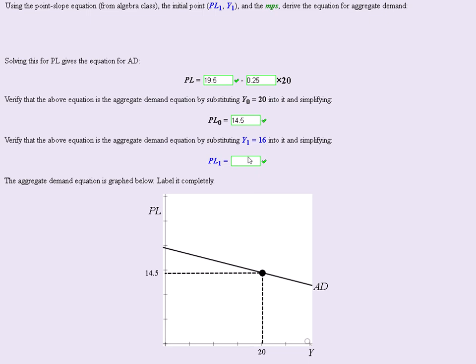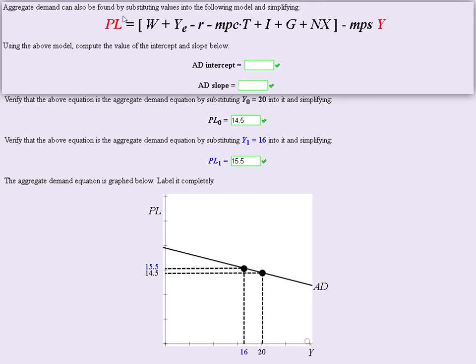Now, when the price level increased to 15.5, GDP fell to 16. So if I plug 16 into here, I get a price level of 15.5. So that's our aggregate demand model.